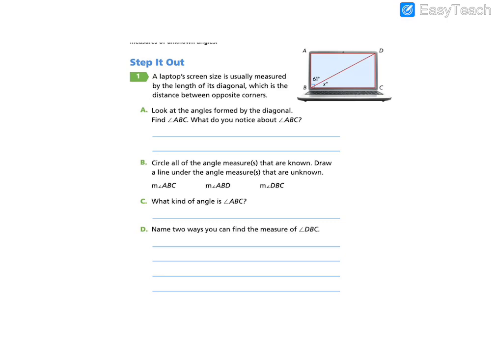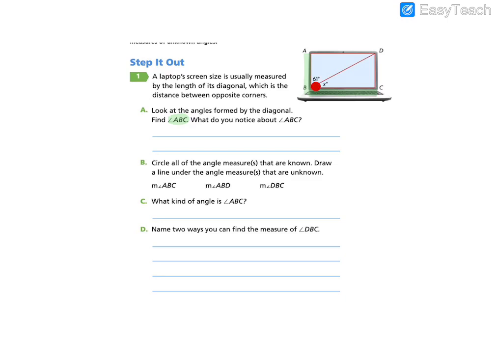A laptop screen size is usually measured by the length of its diagonal, which is the distance between its opposite corners. All right, so first we need to look at the angles formed by the diagonal. Find angle ABC. Okay, so here's angle ABC. What do we know about angle ABC? Well, what do you notice right away about that angle?